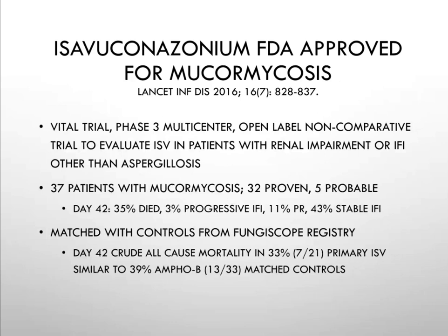And also, isavuconazole actually has FDA approval for the treatment of mucormycosis based on 37 patients with a 35% mortality rate. This was compared to historical controls with amphotericin B and found to be very comparable. So this just kind of shows you how much help we need with mucormycosis.